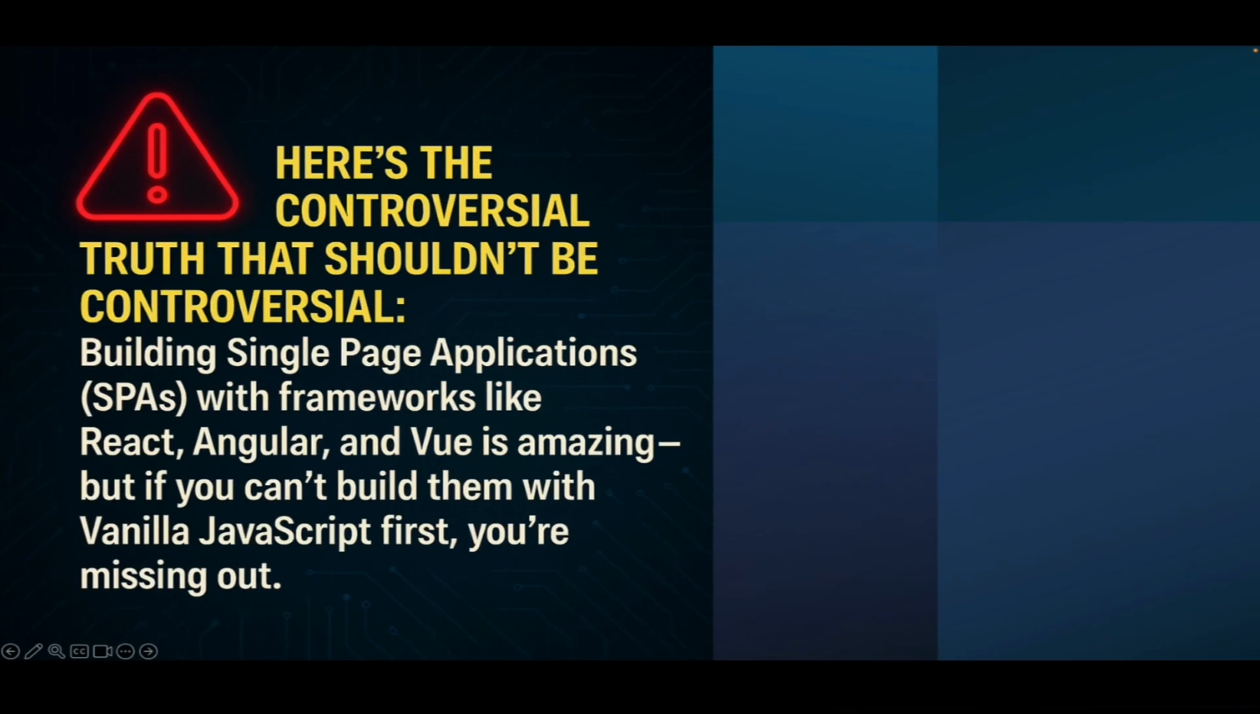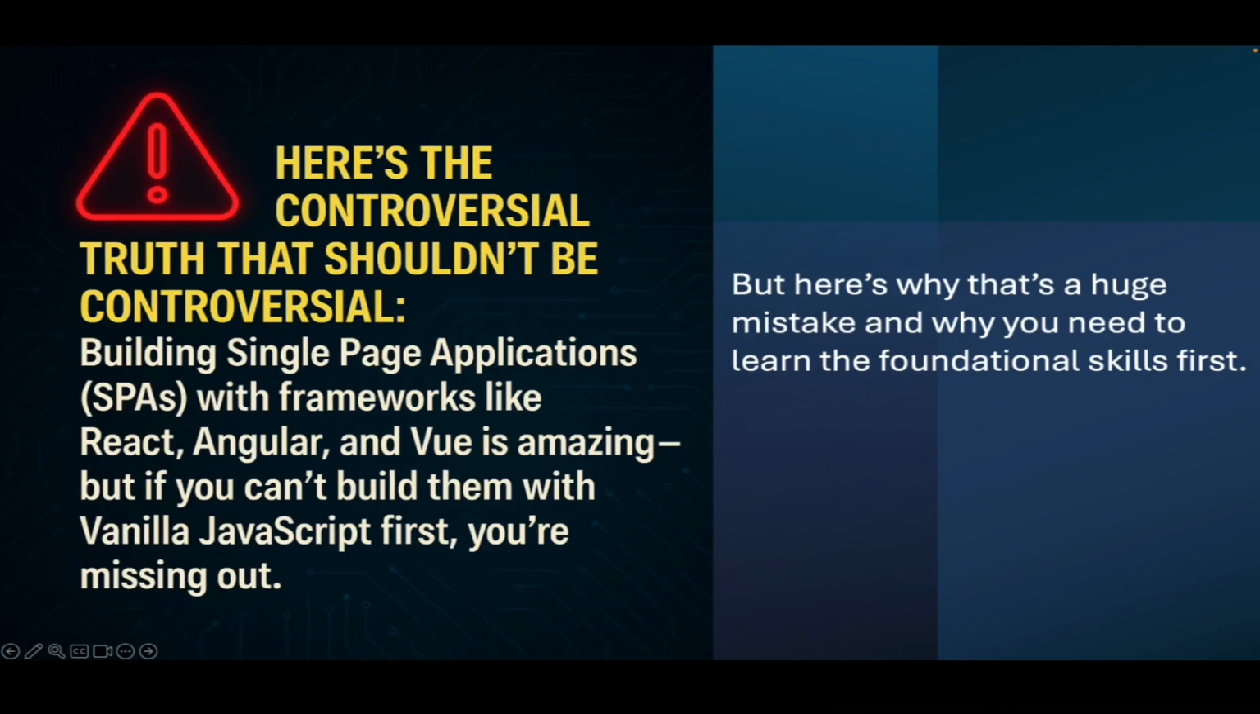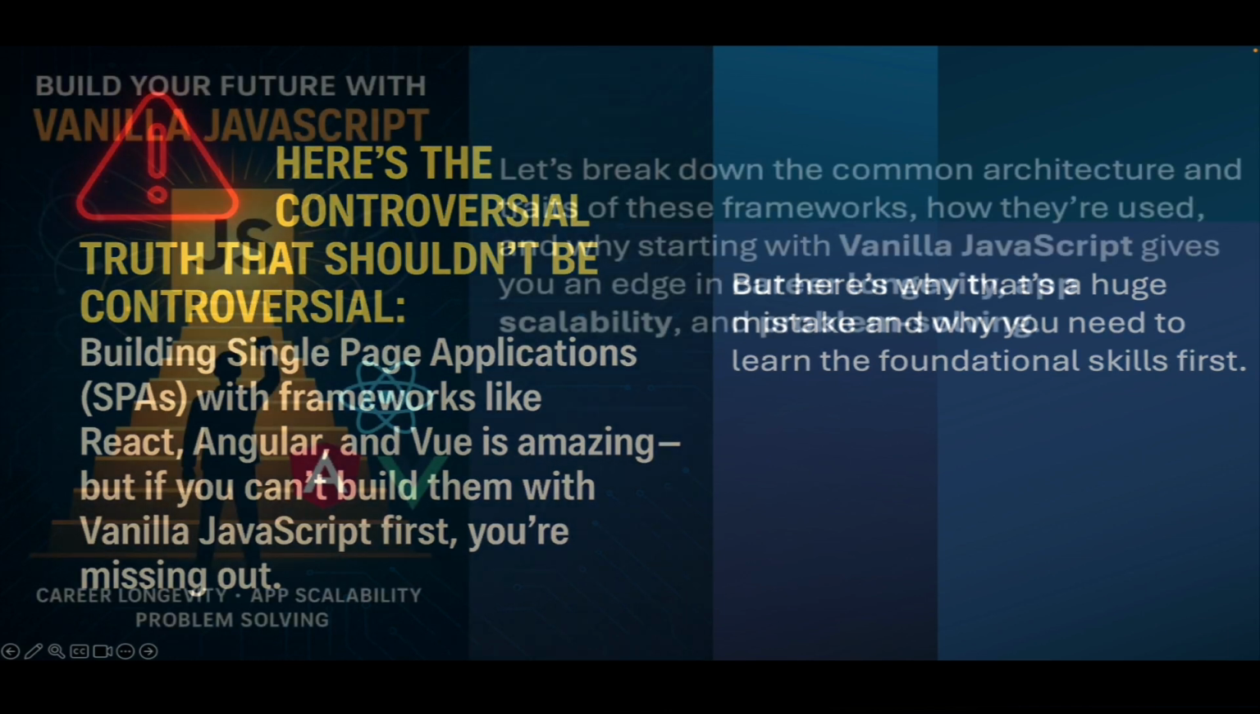Here is the controversial truth that shouldn't be controversial. Building single page applications with frameworks like React, Angular, and Vue is amazing. But if you cannot build them with vanilla JavaScript first, you are missing out. That's right, because you might be relying too much on these frameworks, thinking they are the shortcut to becoming a great developer. But here's why that's a huge mistake and why you need to learn the foundational skills first.